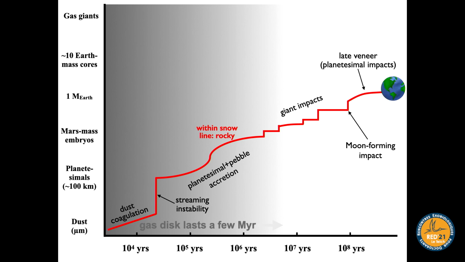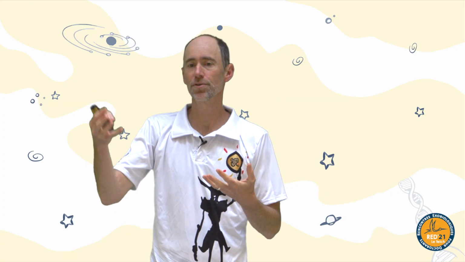And then there's this late veneer, this late accretion, this small tail of sweeping up of the leftover small things of about 0.5% of mass for the Earth. And that's a cartoon version of how we think Earth grew.